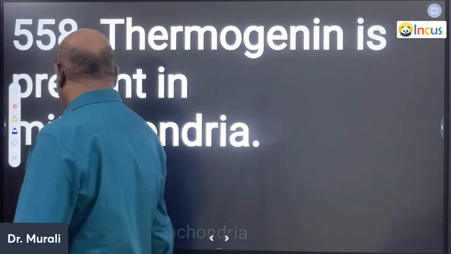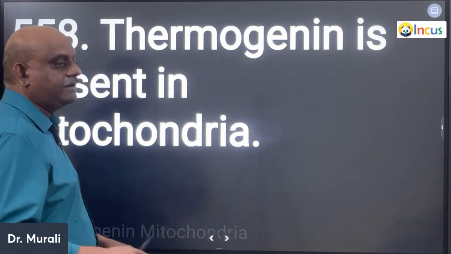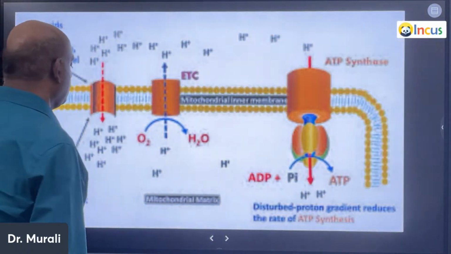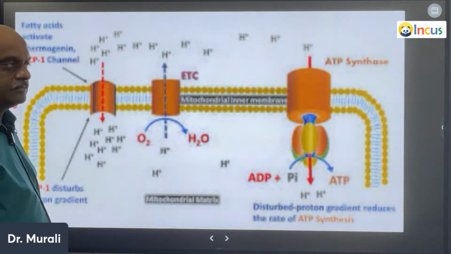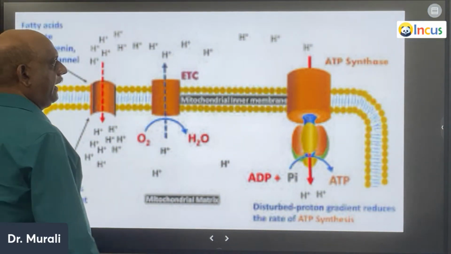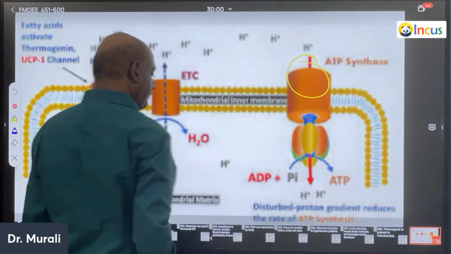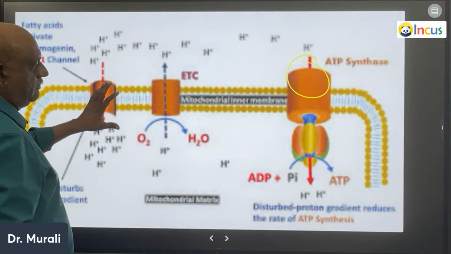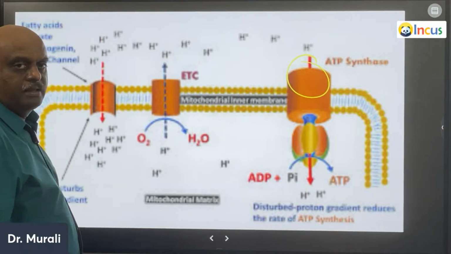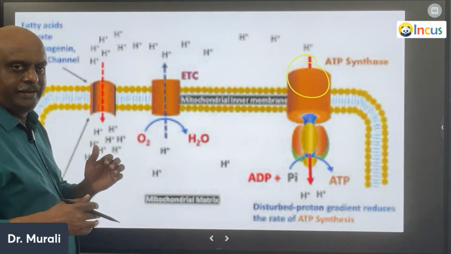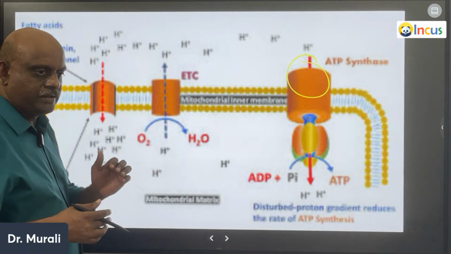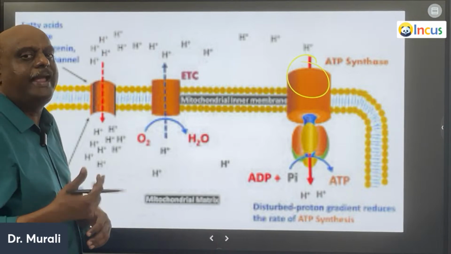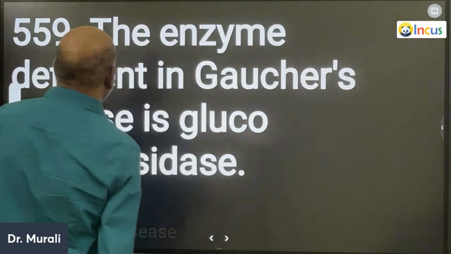Then thermogenesis is by thermogenin. Where is it located? It is present in the mitochondria. So you should know, typically you have an ATP synthase, and thermogenin in the mitochondria will cause, instead of producing ATP, it to use all that energy in order to convert that into heat. That is the function of thermogenin.